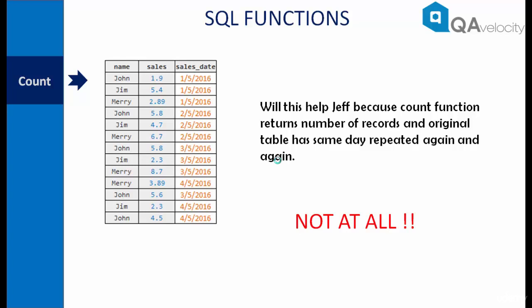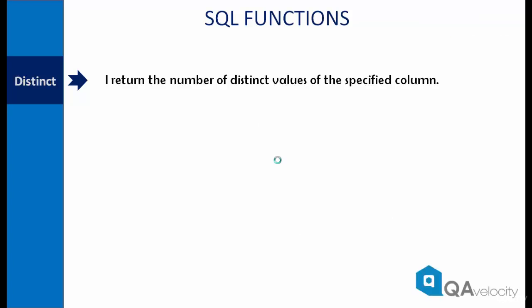He needs the individual dates of sales. He does not need the repeated values. So to remove the repeated values from the result, Jeff would require a keyword called distinct. What the distinct keyword does is return the number of distinct values of a specified column. Let's write a query using the distinct keyword. Select name, count, which we have already written. We have just added a distinct keyword within the brackets with the column for which we want to find the distinct values. In our case, it's the sales_dates column.